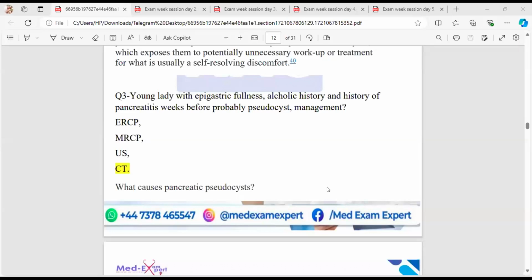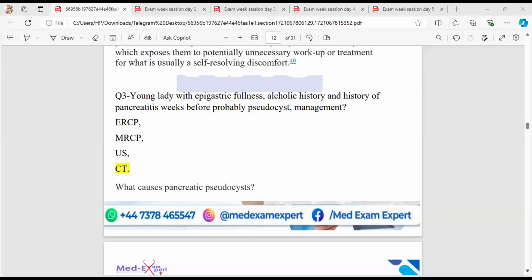Yes, doctor. Let's move to the next question. Young lady with epigastric fullness, alcoholic history, and history of pancreatitis weeks before, probably cirrhosis, management. Here, this word probably cirrhosis is according to the recaller. So we just say epigastric fullness, alcoholic history, and history of pancreatitis. They are asking about management, and the options are ERCP, MRCP, ultrasound, and CT.